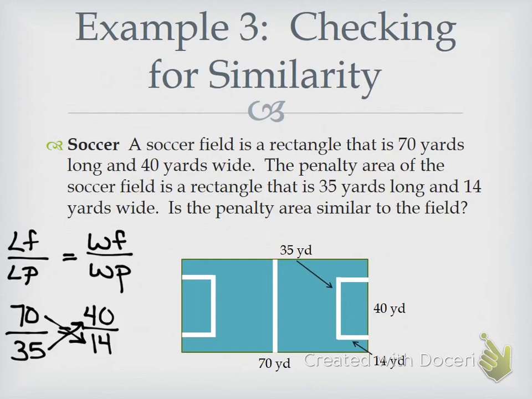Okay, so 70 times 14 is what? 980? All right, 35 times 40? 1400. Not equal. So I say not similar.